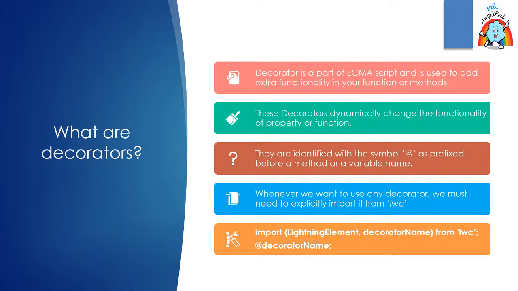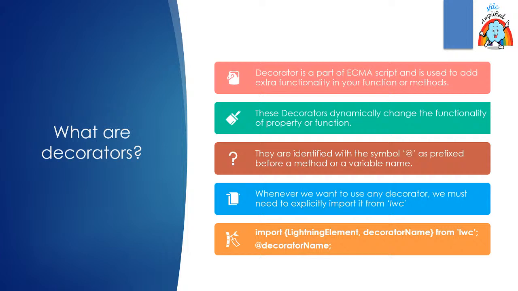A decorator is a part of ECMAScript and is used to add extra functionality to your functions or methods. In simple form, you can understand a decorator as a way of wrapping one piece of code with another, literally decorating it and giving it more functionality. These decorators dynamically change the functionality of a property or function. As we prefix them before a property or function, it adds logic to them.